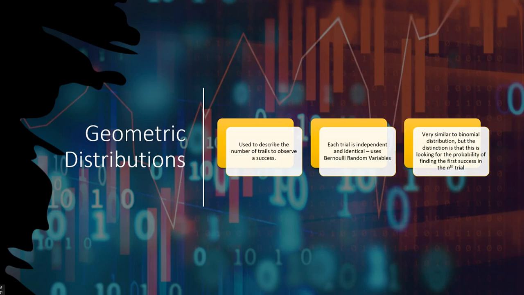So we can take that random variable for one individual case, and then we can use that as part of our geometric distribution to describe the number of trials needed to observe a success. Each trial is going to be independent and identical, and it's going to be using our Bernoulli random variables. So this is very similar to what we saw with the binomial distribution, but the distinction here is that we're looking for the probability of finding the first success in a certain number of trials.